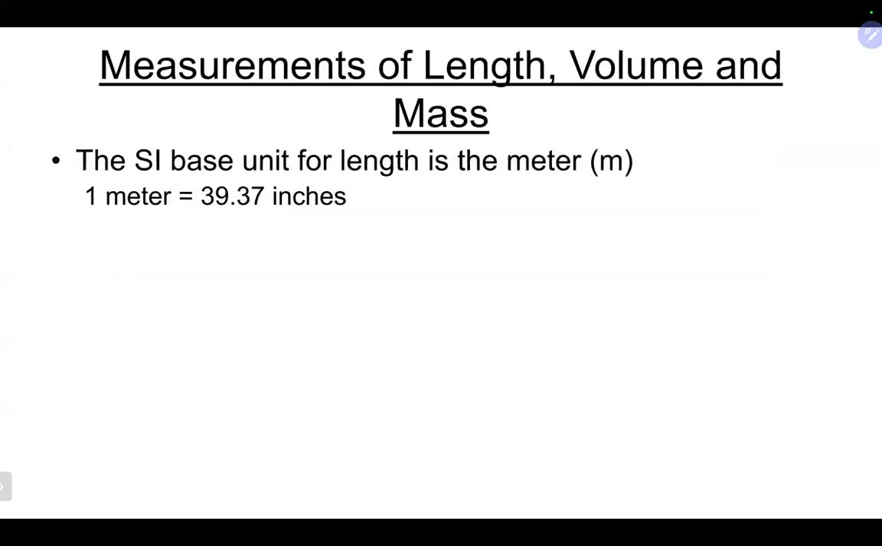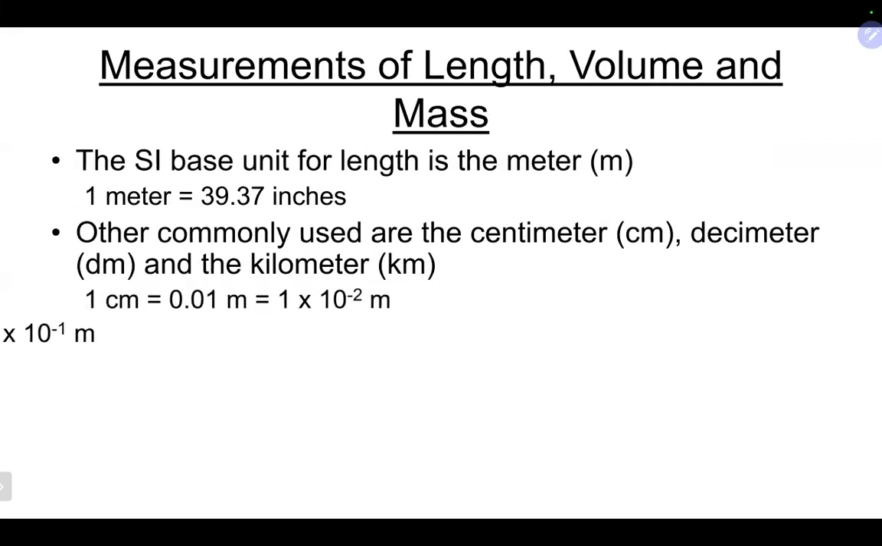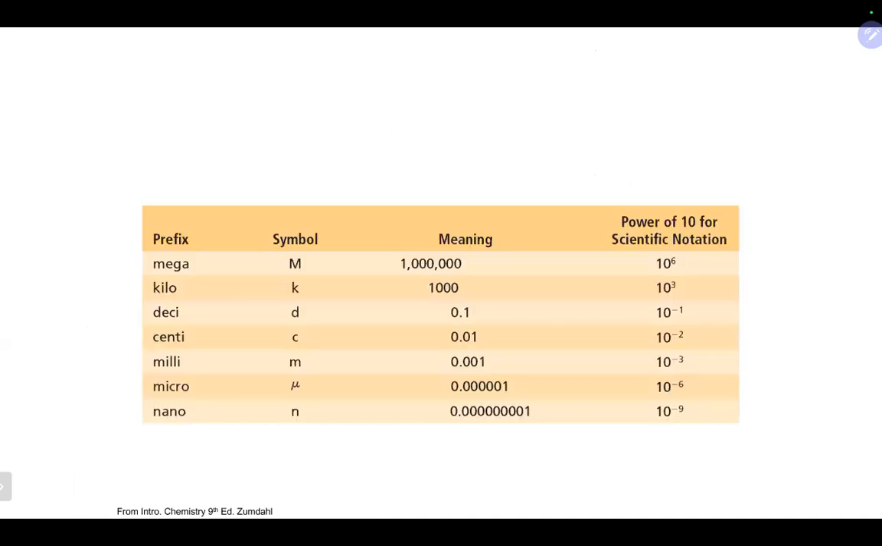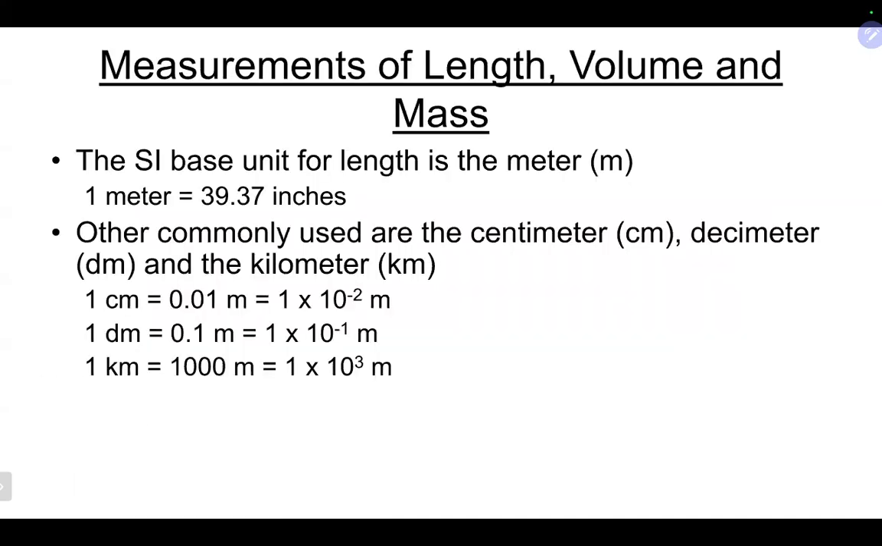So let's talk a little bit about some common units of length, volume, and mass that we come across. 1 meter is about 39.37 inches. These are some common units of length that we do come across a lot, and that is the centimeter and the kilometer. Again, I would say centimeter, kilometer are very common units that we do come across.